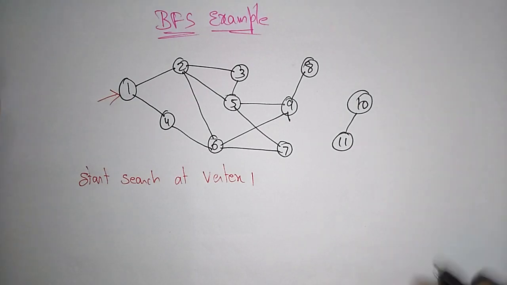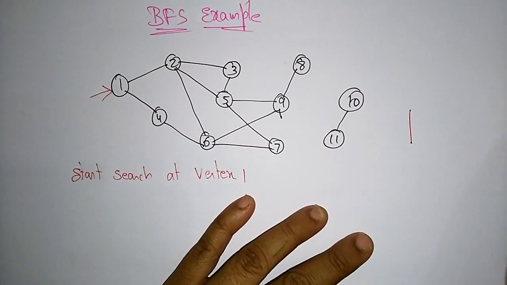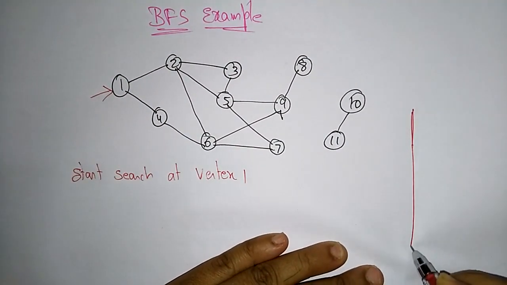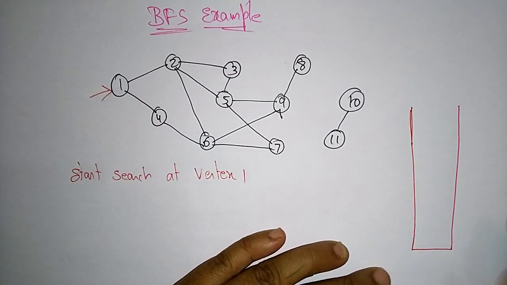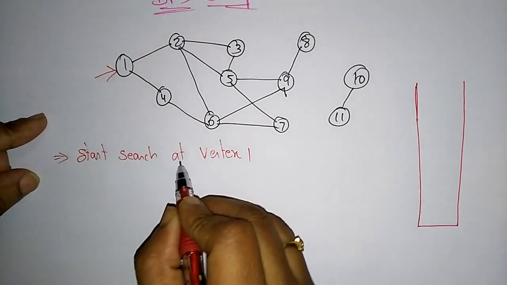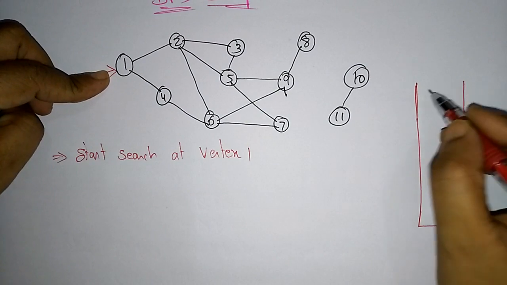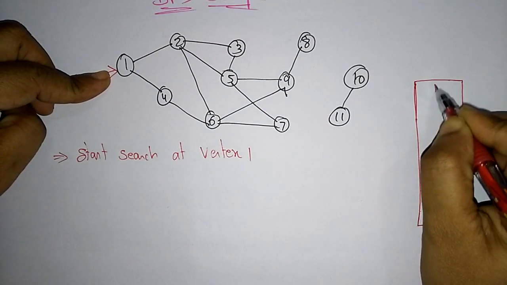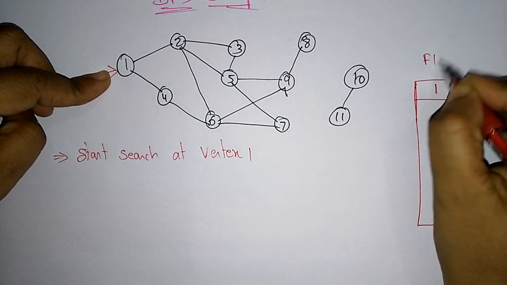Let us take a queue for this, because I have to insert the values in the queue. Whenever the adjacent vertices are visited, you have to remove that value from the queue. So first, start the search at vertex 1. Then I place the value 1 in the queue. The first in, first out. You have to remember the first in, first out.